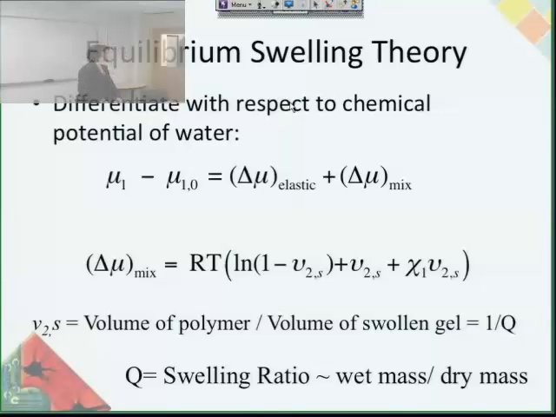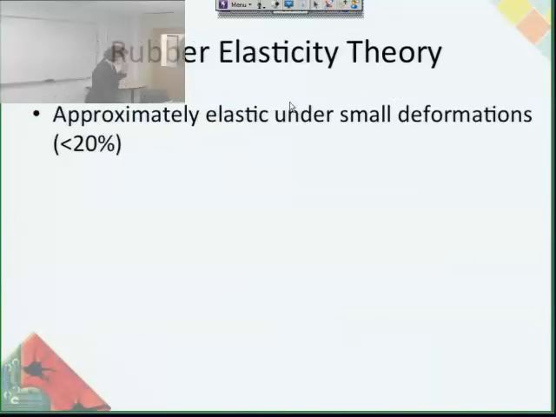Okay, so that is the equation for the change in chemical potential due to the mixing of the polymer and the solvent. Now we need to go into rubber elasticity theory in order to get that second term, which is where you would get the molecular weight between crosslinks. That's how we relate molecular weight between crosslinks to swelling. So that's why we're going through this.